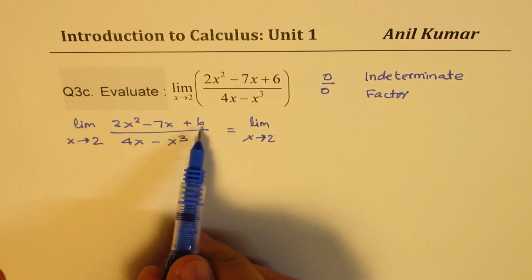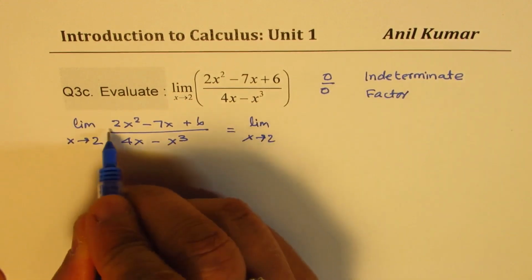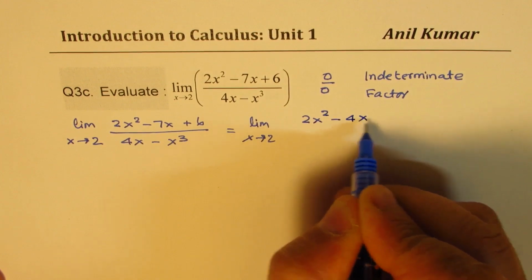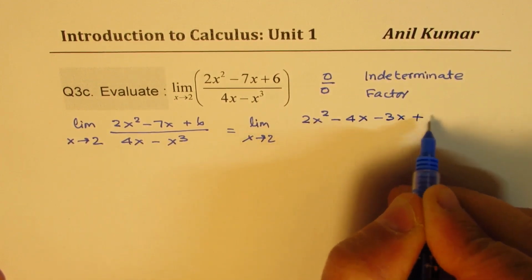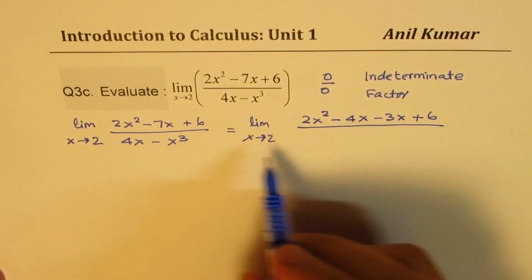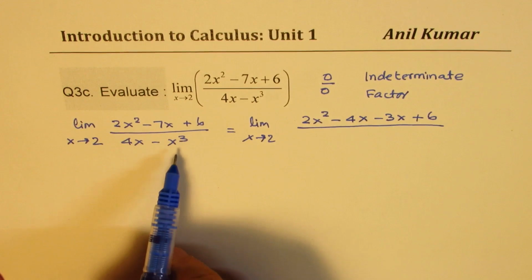6 times 2 is 12. So we need to get a product of 12 and a sum of minus 7. So what could the 2 numbers be? 4 and 3, right? Both negative. So we can write the numerator as 2x squared minus 4x minus 3x plus 6. Now some of you can actually do the factoring separately and then do the needful, right? So that is also possible.